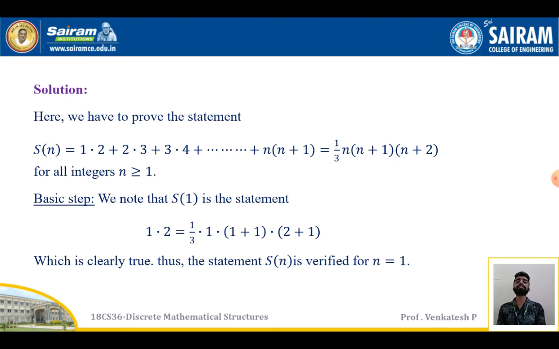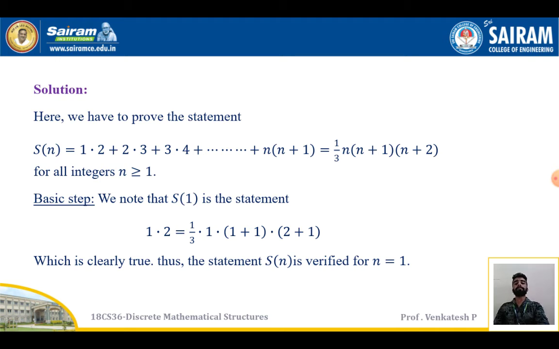So the first thing is I must take the statement S of n. So S of n will be equal to what? 1 into 2 plus 2 into 3 plus 3 into 4 plus so on plus n into n plus 1 is equal to 1 by 3 into n plus 1 into n plus 2, for all integers n greater than or equal to 1.